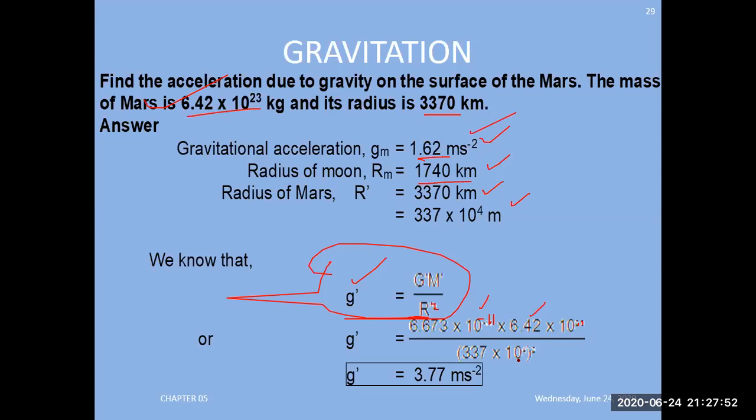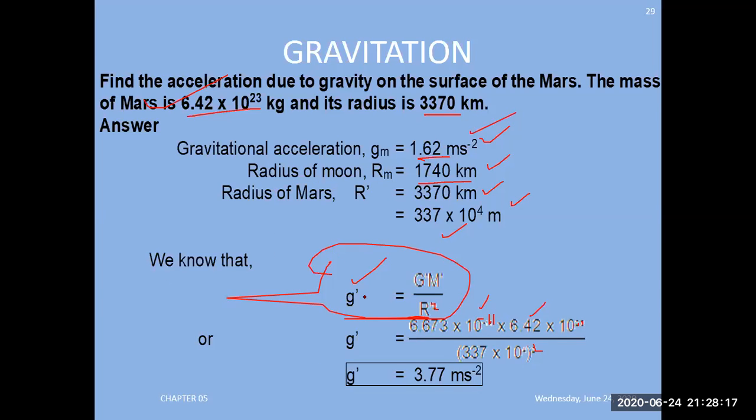Then you are given the distance between the two, which is basically equal to the radius of Mars, that is 336 into 10 raised to power 4, and you take the square of the distance. After putting in the values, you have calculated the value of g at the surface of Mars. How simple is that?